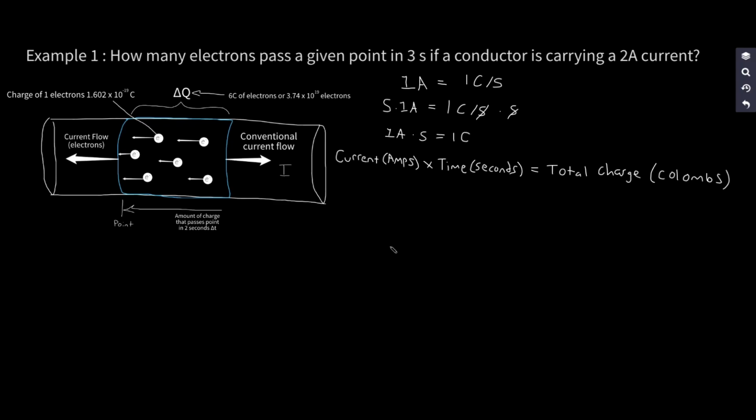We're asked, what's the charge that's passing through the blue point in 3 seconds? So in 3 seconds, what's the charge that's passing through this blue area? Delta Q, the change in Q, equals I, the current, times the change in time, delta T. In other words, the change in charge is equal to the current times the change in time.